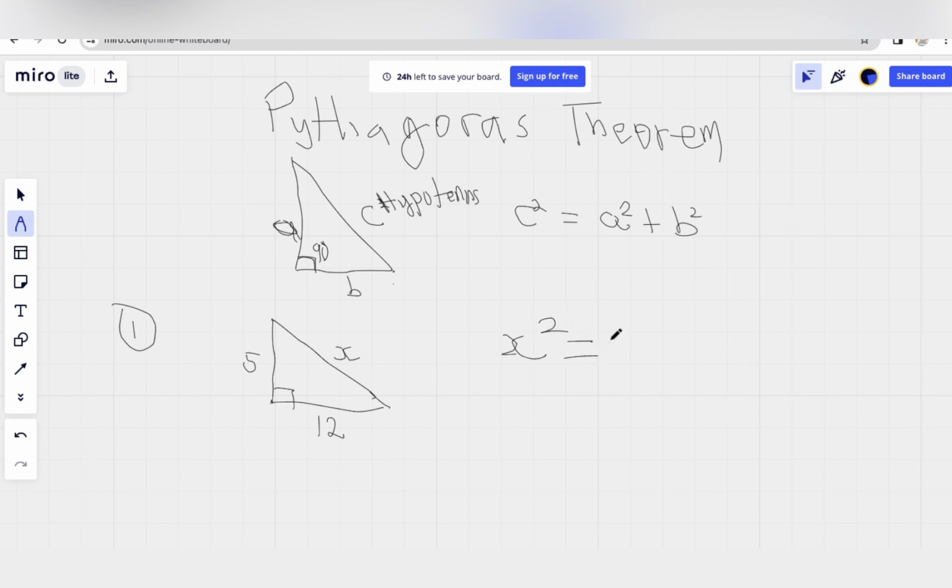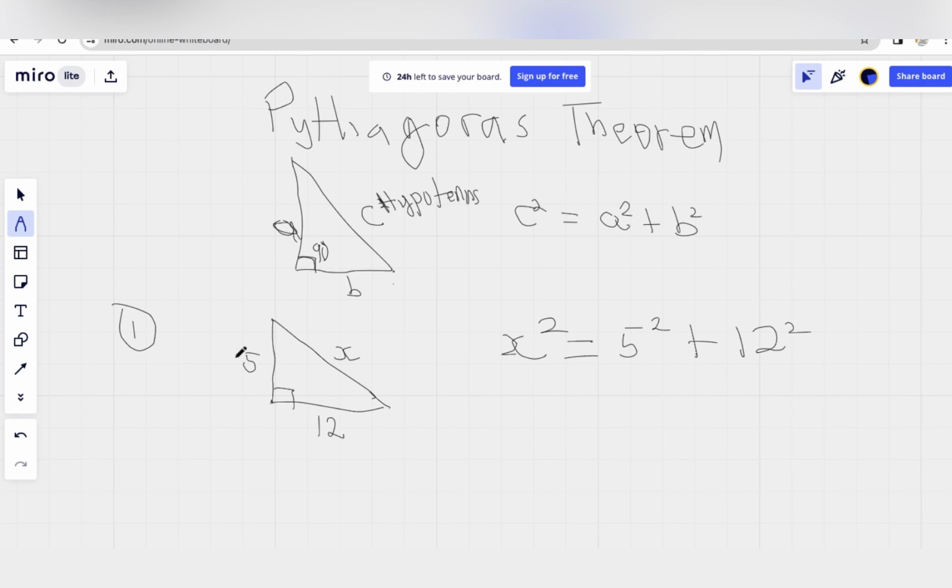X squared, the square of the longest side, is equal to the addition of the squares of the other two sides, which means 5 square plus 12 square. This is the application of Pythagoras theorem. It means 5 square plus 12 square.